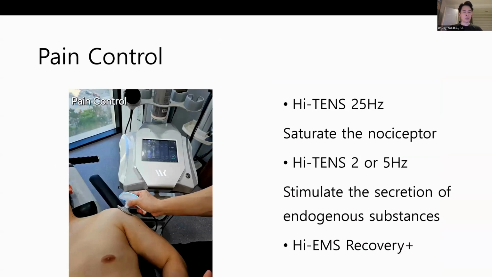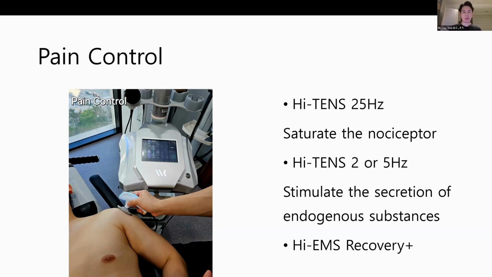So, pain control. As I mentioned, there are two types. One is 25 hertz, for the saturation of the nociceptor. The other is 2 or 5 hertz, for stimulating the secretion of endocrine substances. You guys may not have experience with this, but there is a new program, Care Plus. There will also be high EMS recovery plus. This is very good for after rehabilitation.